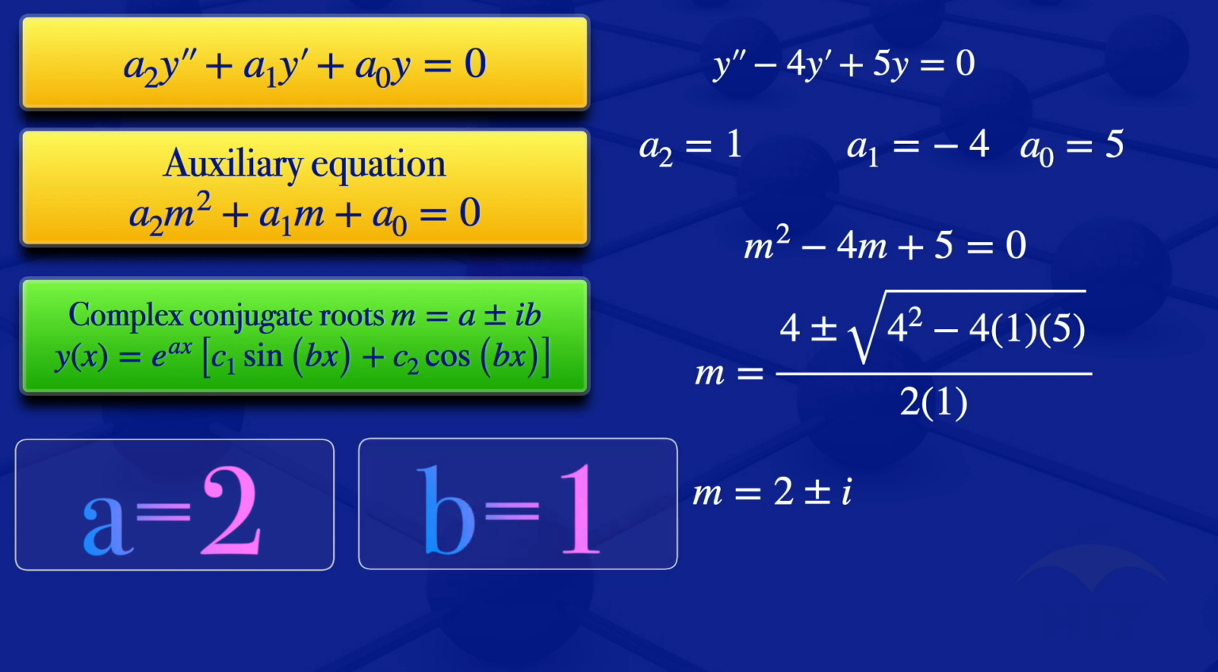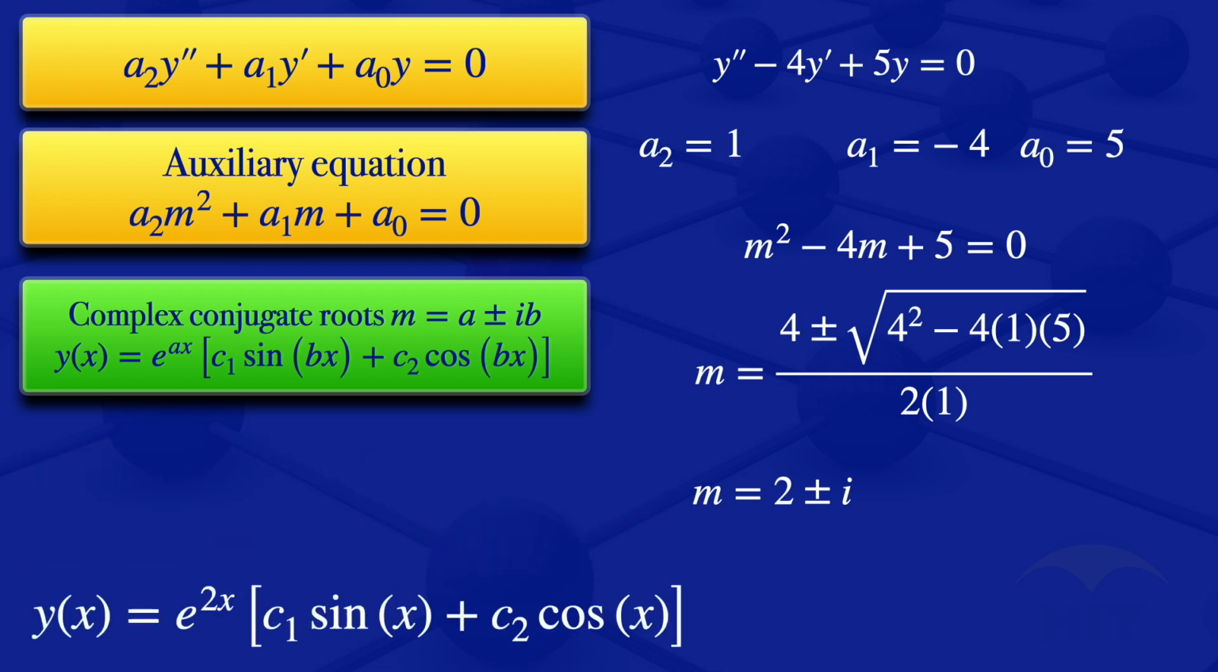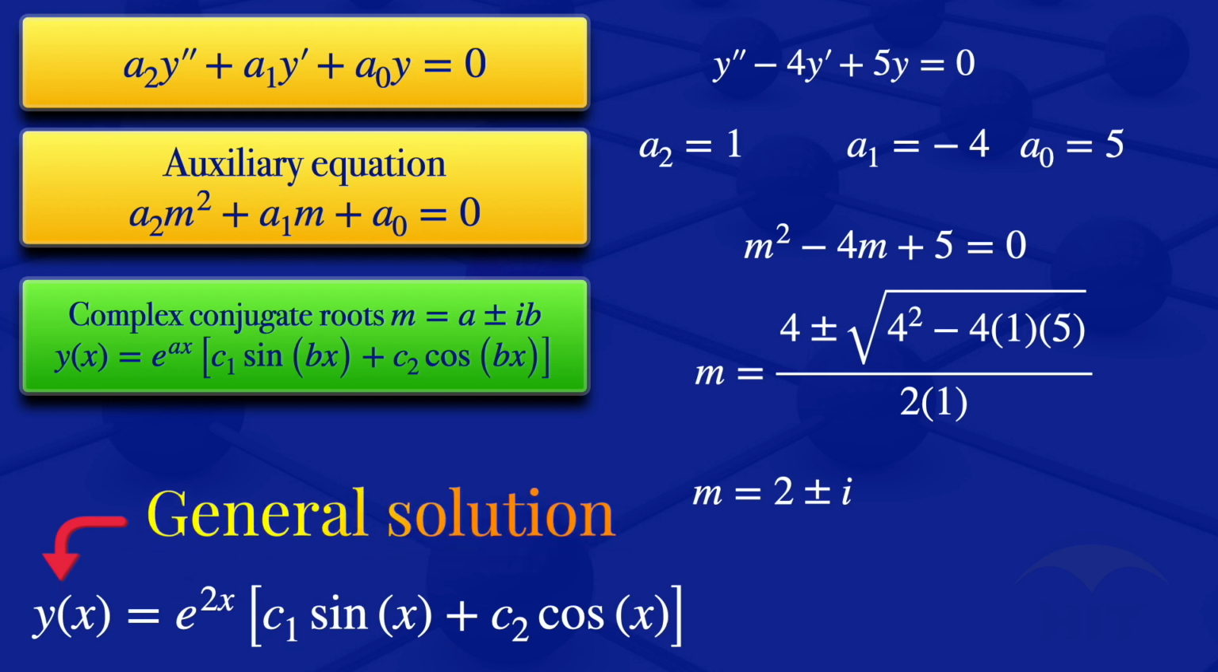So substitute wherever we have a in this equation, we are going to put a 2. Wherever we have a b, we are going to put a 1. So we have the general solution there is e to the power 2x multiplied by c1 multiplied by sine of x plus c2 multiplied by cosine of x. So what we are having here, this is the general solution of this ODE here.